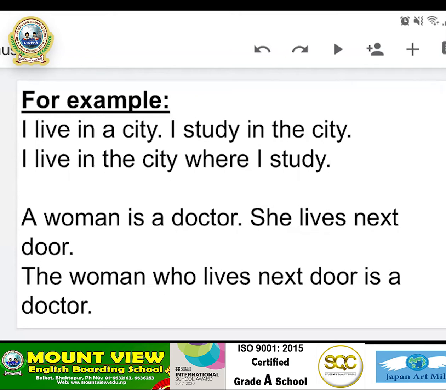So this is about the relative clause. But in this book, you have to use only who. This is about the relative clause. That means who, where, which, that, when. That is the relative clause. By using relative pronouns, you can join two sentences.